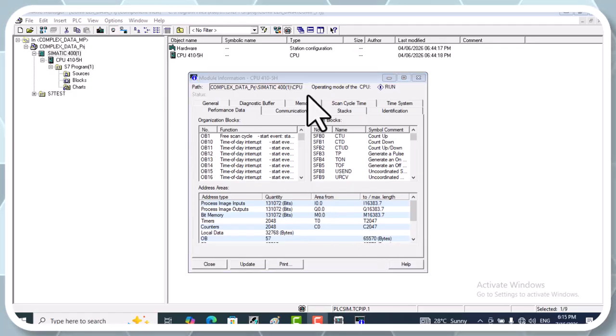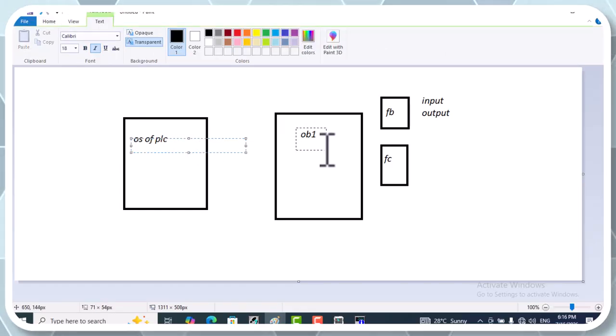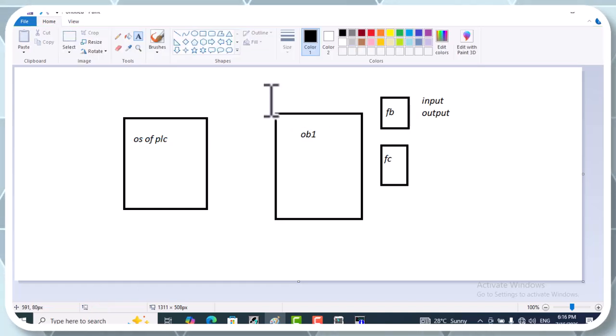And my friends, here we have our main OB. It's OB1, and commonly the most important cycle of our program will execute here. And my friends, one notice here: OB1 is the only block in the PLC which is executed every cycle, and it's run by the operating system. All other blocks will run after some interrupt or event occurs in our system.